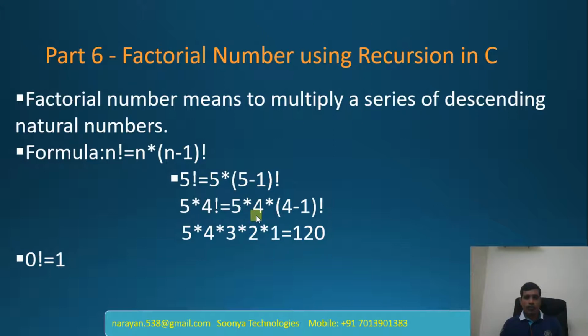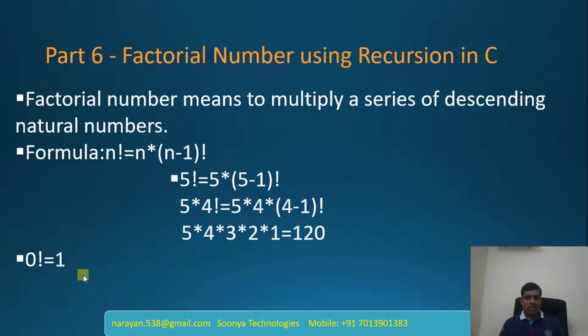4 factorial is equal to 4 into 4 minus 1 factorial. Then 3 factorial, 2 factorial, 1 factorial and 0 factorial. Finally 5 factorial is equal to 5 into 4 into 3 into 2 into 1 equal to 120. The default value for 0 factorial is equal to 1. We will discuss this concept over Visual Studio.